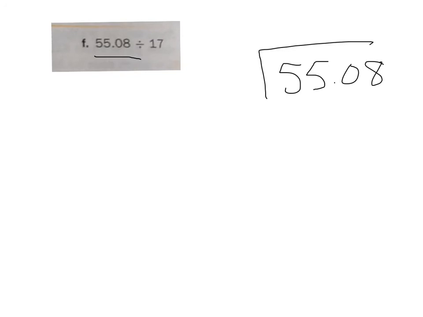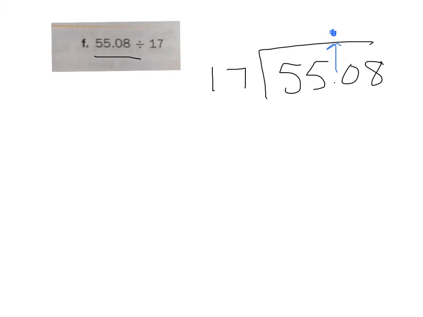You can follow along on page 233. This is letter F. Now remember, once again, we have that 55.08 in the beginning, that's what goes inside our dividing sign. So that is our dividend, if we're going back to our vocabulary, and the 17 is our divisor. Remember, our first step whenever we divide decimals is to bring that decimal point straight up. Now we can divide like we would normally.